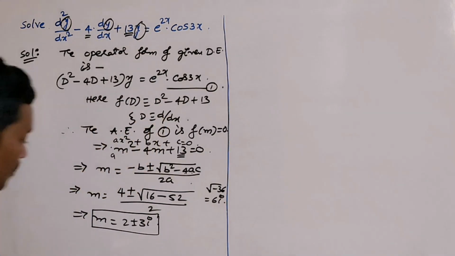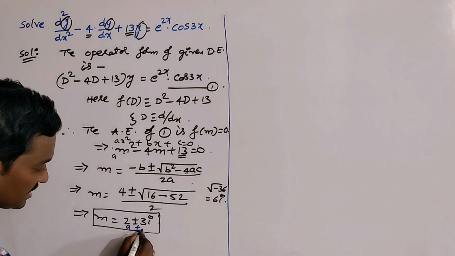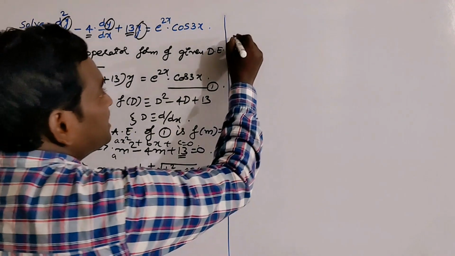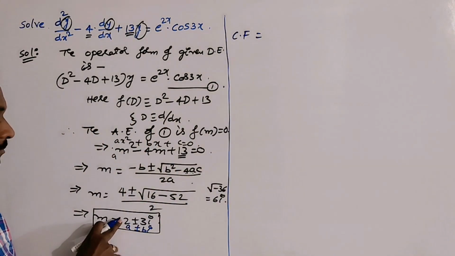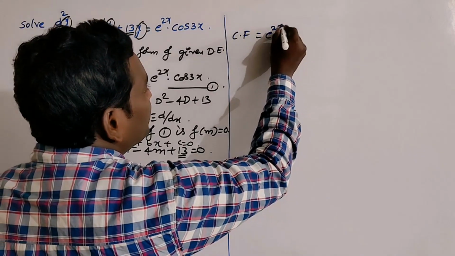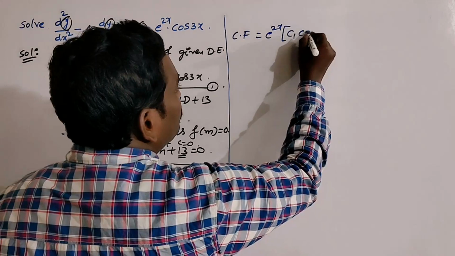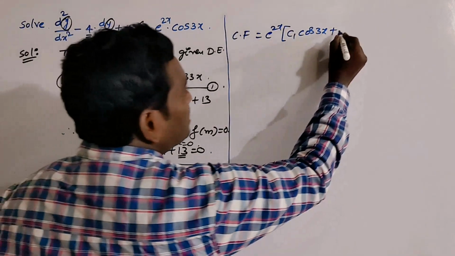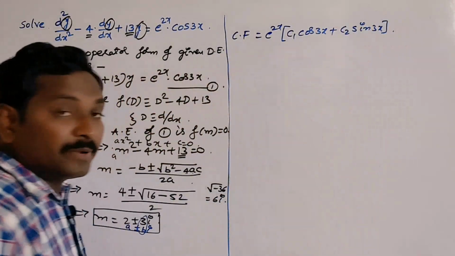Finally we have to write the complementary function. Clearly these roots are in the form a plus or minus ib, which are known as complex conjugate roots. In such cases the complementary function becomes e power ax, where a is the real part, 2. So you will get e power 2x whole into c1 cos bx, where b value is 3, plus c2 sin 3x. In this way we should write the complementary function.